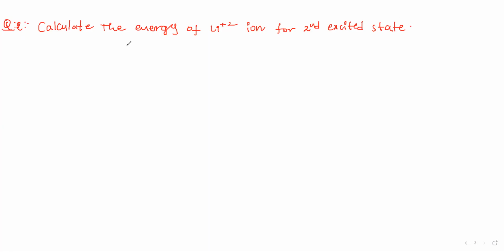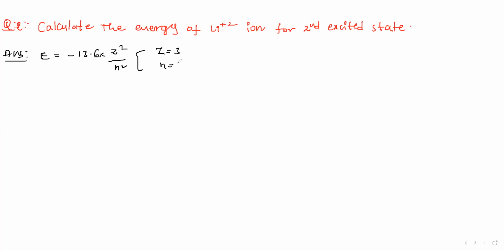What is the formula of energy? The energy equals minus 13.6 into Z square by N square. Here we have to find Z. Z is equal to 3. Why? Because the atomic number of lithium is 3. And it is in the second excited state. Second excited state means what is the N value?